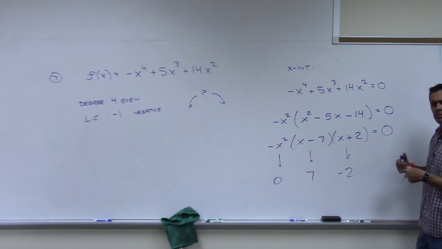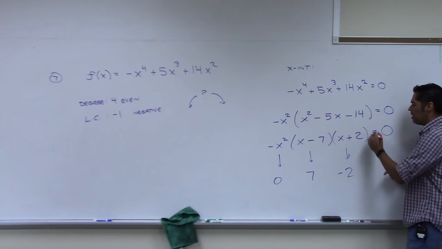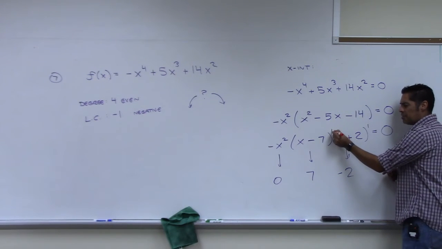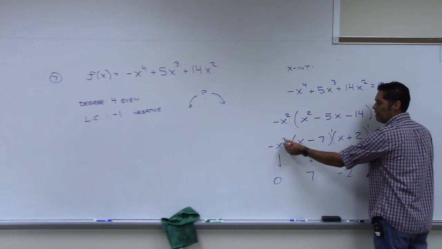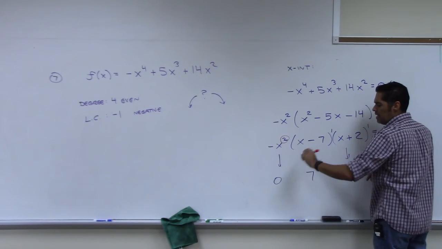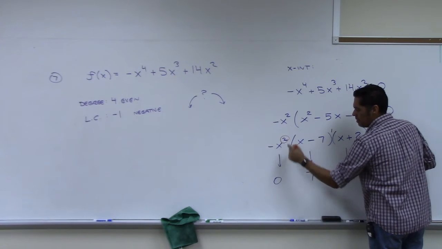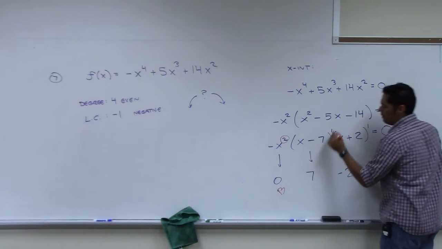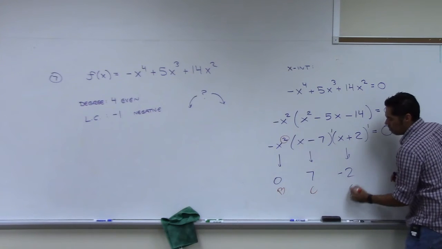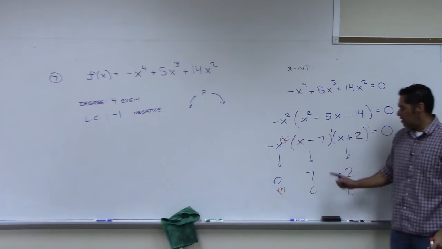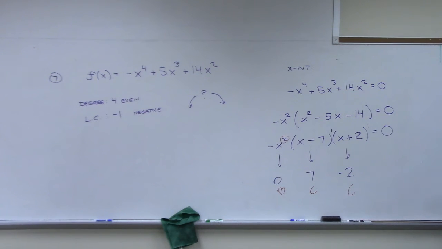If what's even? The degree. The degree here is 1, the degree here is 1, the degree here is 2, right? If it's even, what happens? If it's an even number, you bounce. And if it's an odd, you cross, and here you'll cross. So I'm going to bounce off 0, I'm going to cross through at 7, I'm going to cross through at -2.